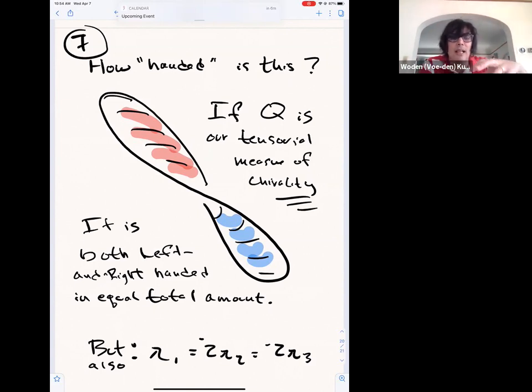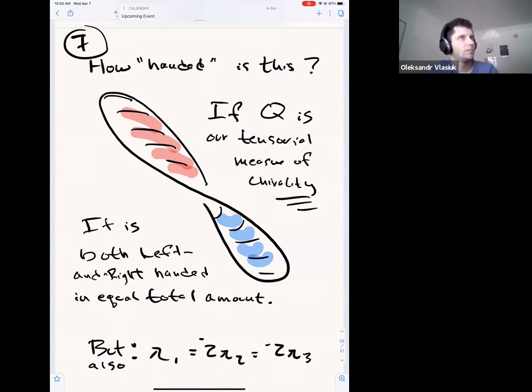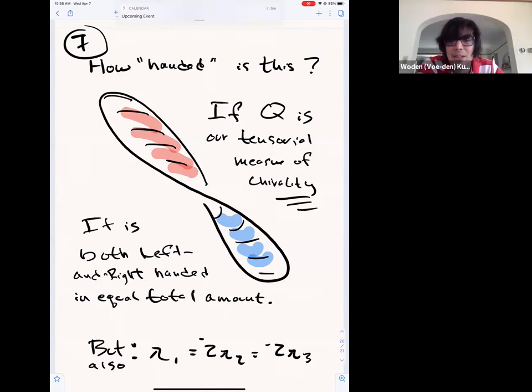So you've probably seen icosahedra or dodecahedra with little twisted decorations on them. They have the SO3 symmetry, but they don't have the reflections.